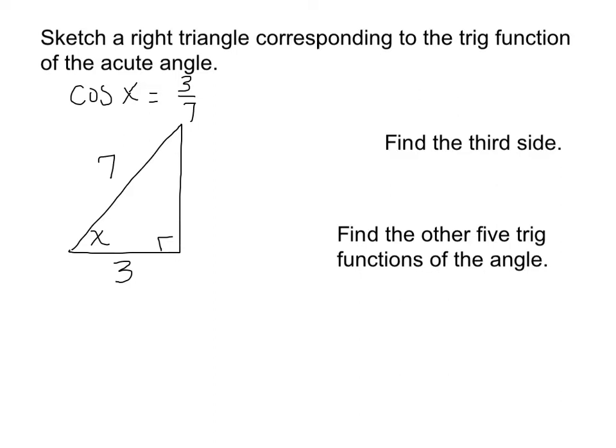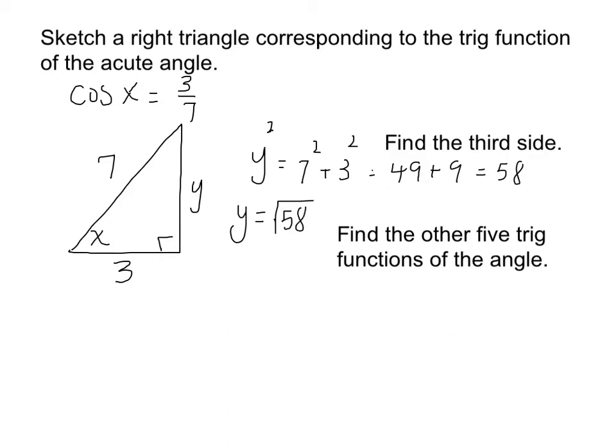I'm going to call the third side y since we've already called something else x. Most of you know we're going to use the Pythagorean theorem to do this, so we have y squared is equal to 7 squared plus 3 squared. 49 plus 9 is 58. So y will be the square root of 58. I could throw that in my calculator, but I'm going to go for the exact answer because I'm now going to use that side to write the other 5 trig functions of the angle.